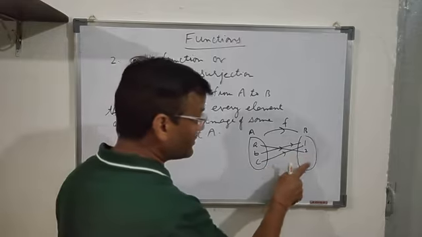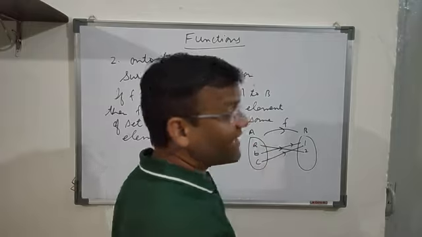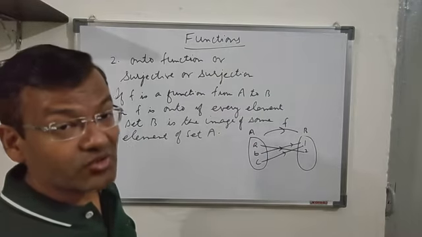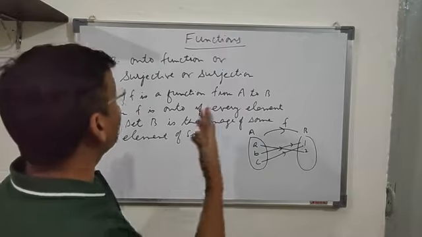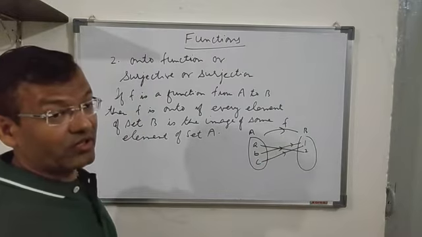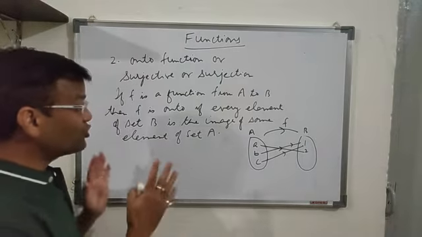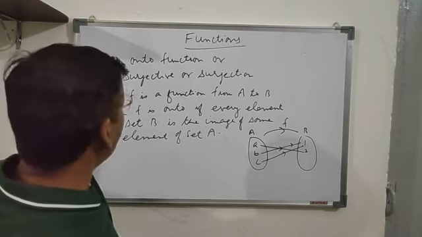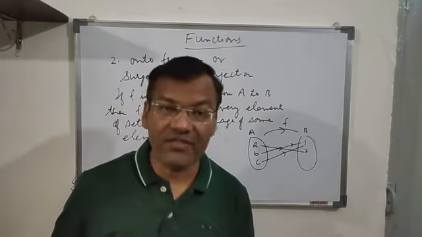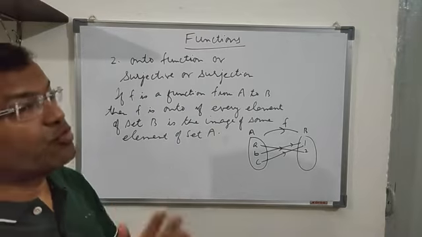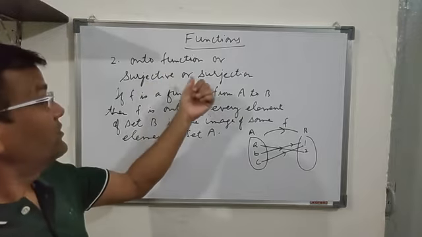So how can it be checked? Every element of the set B should not be unassociated. So that we have to see. It's very important to check whether it is an onto function or not. Okay, so these are the two types of function, a 1-1 function or an onto function. Now the question will be asked based on the proof of whether the function is 1-1 or onto.